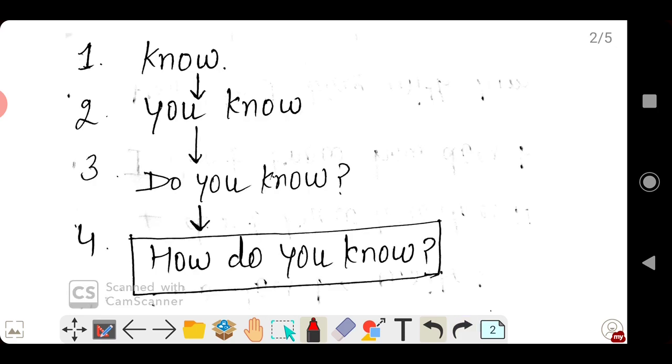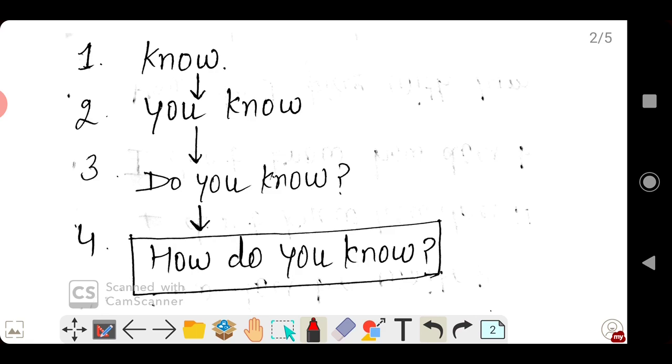Now you can see the slide. First of all, you will have to know how we make sentences using simple present tense. If you don't have any idea, please go back and watch my previous lessons, so that you can frame your sentences on the basis of simple present tense.